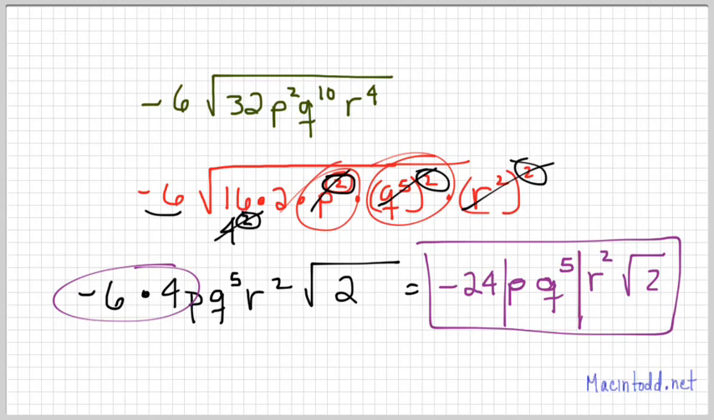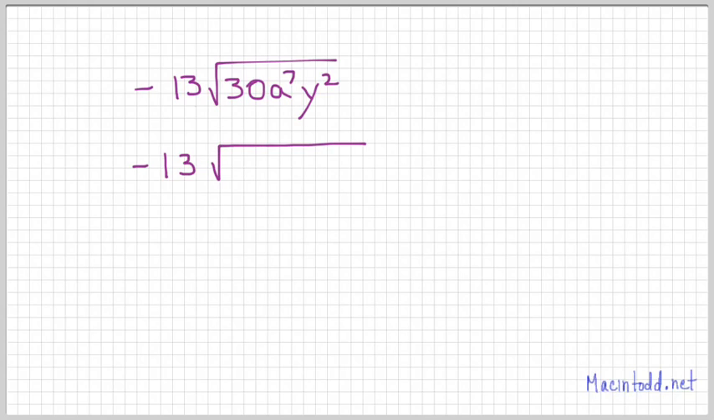And one final one, let's do negative 13 square root of 30a to the 7th y squared. As I try to factor the stuff on the inside into perfect squares, 30 is 3 times 10. In fact, here's the complete factorization of 30: 3 times 2 times 5. None of those are perfect squares. That's fine. They just all stay in the radical.